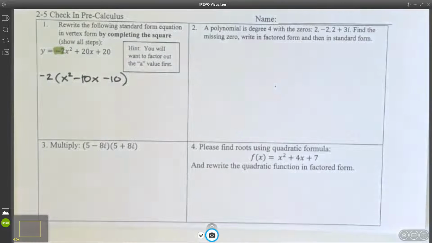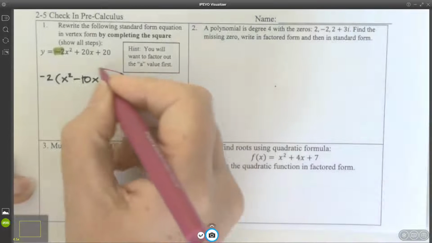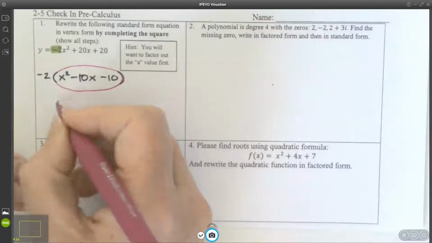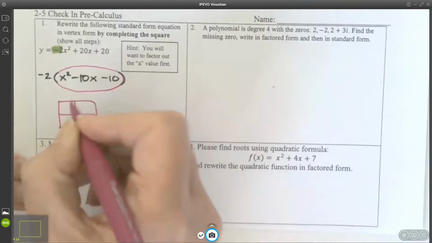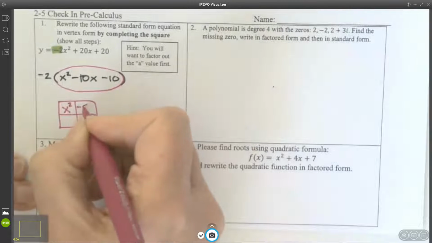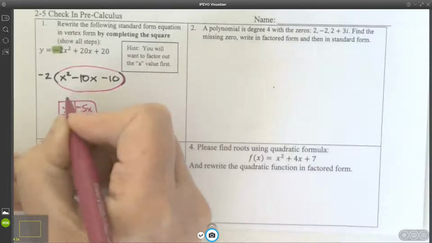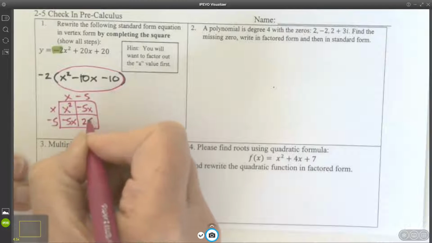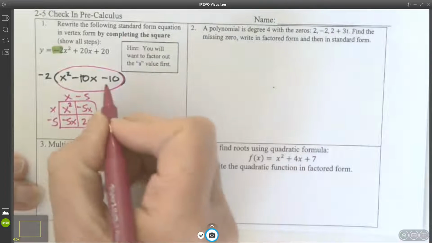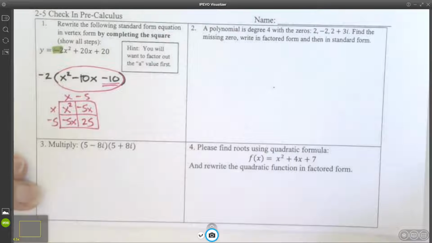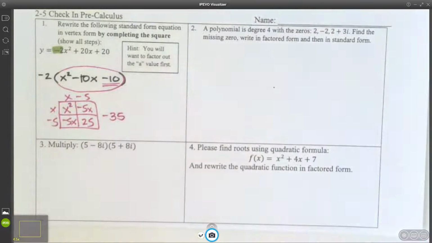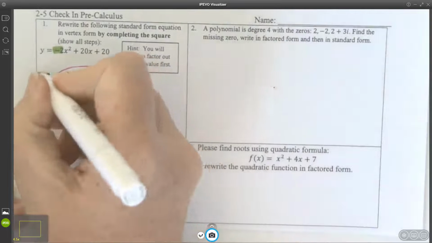And then I'm going to take the part that's in the parentheses, and I'm going to complete the square with that part. I'm going to ignore the -2 for now. So I'm going to make a little box. I'm going to put x squared here. I'm going to take the -10x and split that up into 2. So I would have x minus 5 and x minus 5. -5 times -5 gives me 25. I have 25, but what I need is -10. So in order to get a -10, I'm going to need to subtract 35. So that's what's going on inside the parentheses, but I factored out this -2.